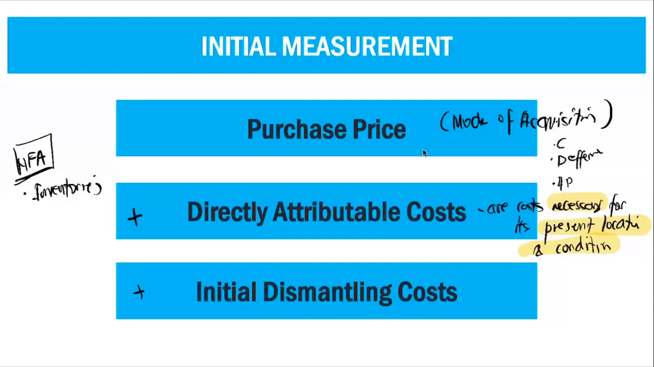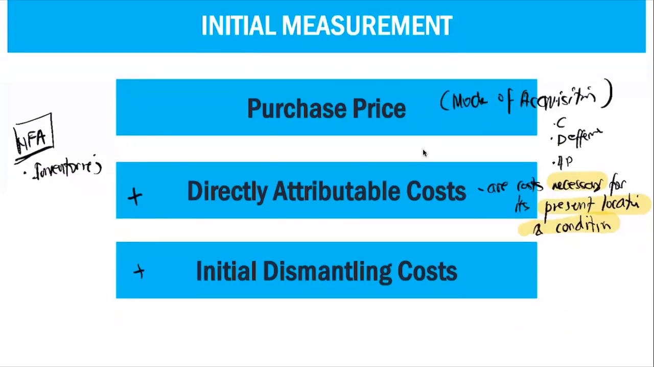Next, we have your initial dismantling cost. So for initial dismantling cost, this is your initial estimate of cost to dismantle the asset. So what are these dismantling costs? So for example, you have here a machinery. Tapos yung machinery na yan talagang nakaset up siya doon sa building mo or doon sa lupa mo. And then, para matanggal yan, kailangan mo pang mag-incur ng cost. So yun yung dismantling. Yung cost para tanggalin yung property na nandun, dismantling cost.